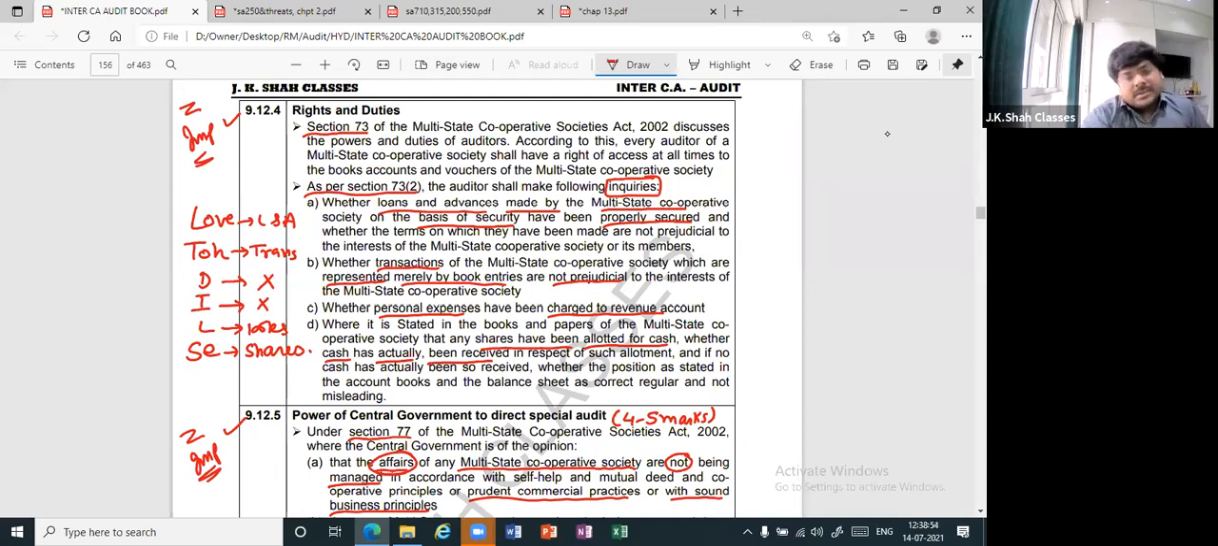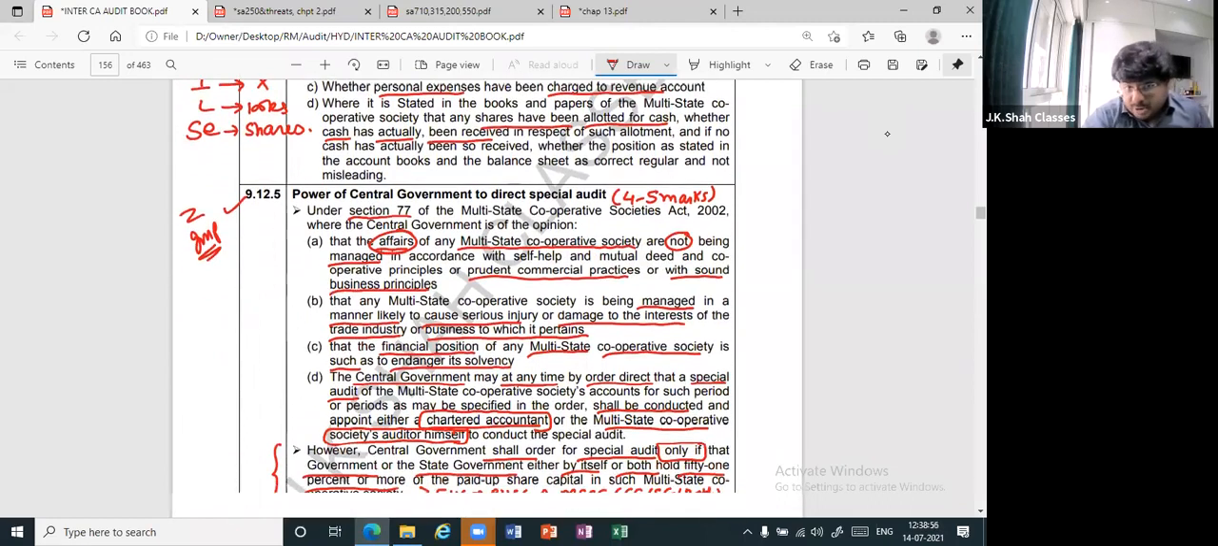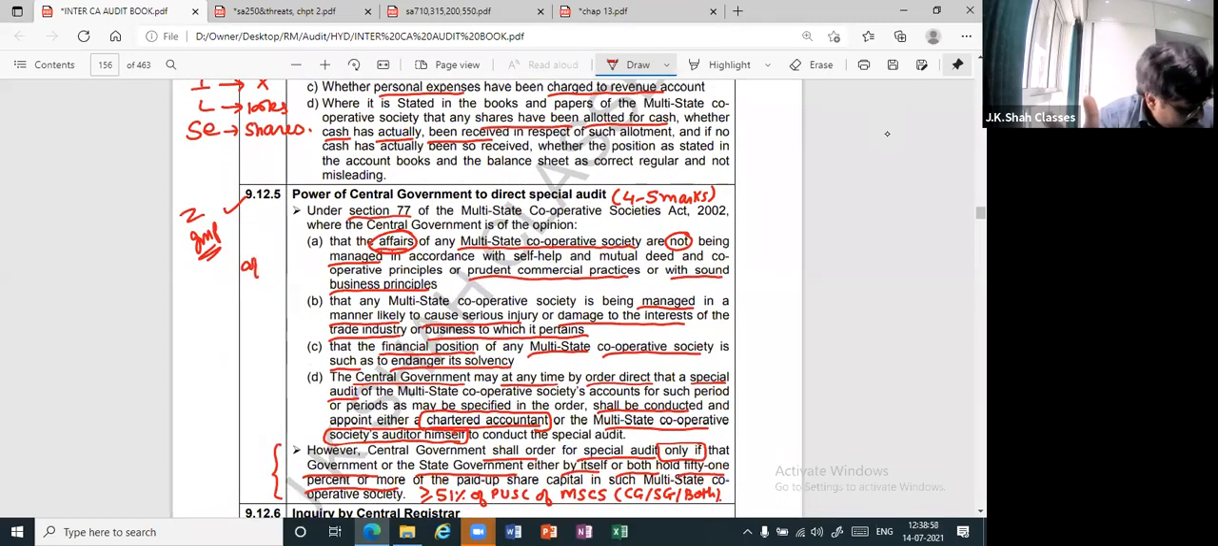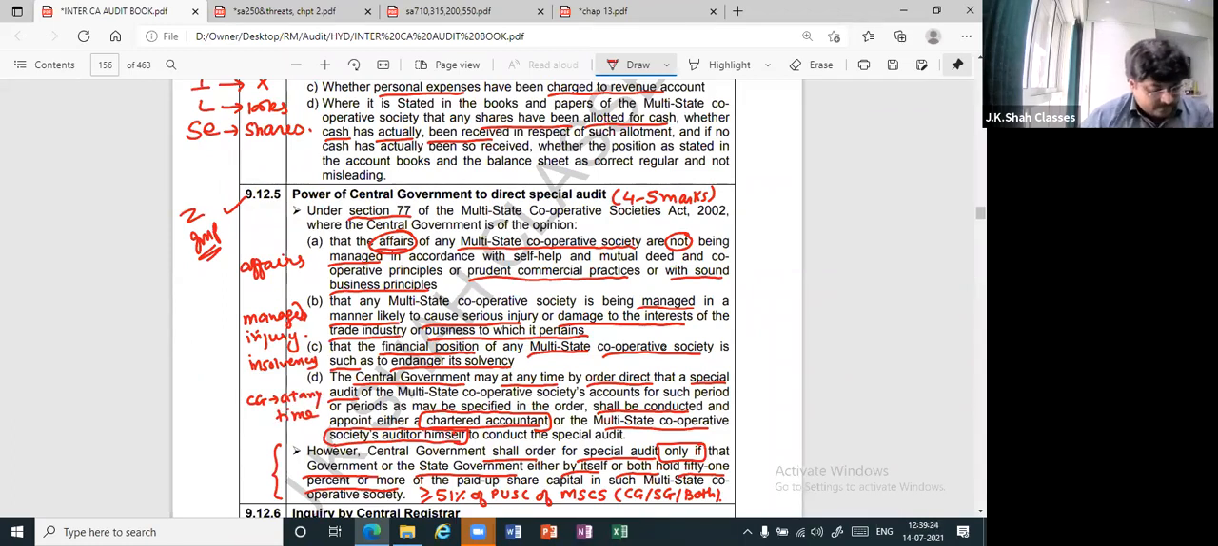Power of the central government. This is important. I told you how to remember. Firstly, you remember affairs that are not run as per prudent commercial practices or sound business principles. Then, affairs managed in a manner which is likely to cause injury to the trade, industry or business to which it pertains. Thereafter, it endangers solvency, so this is insolvency. And lastly, the central government, at any time, whatever they want, can order a special audit.